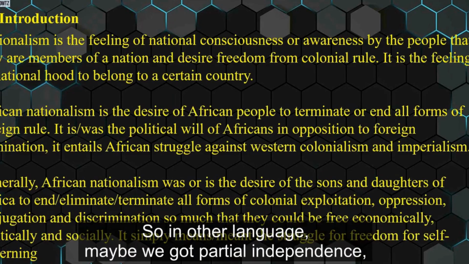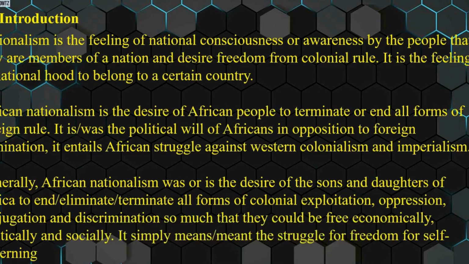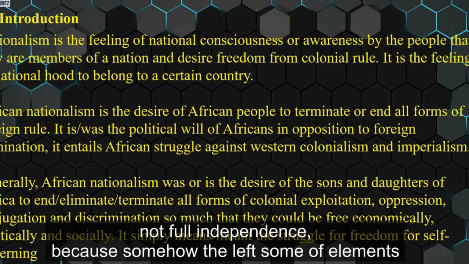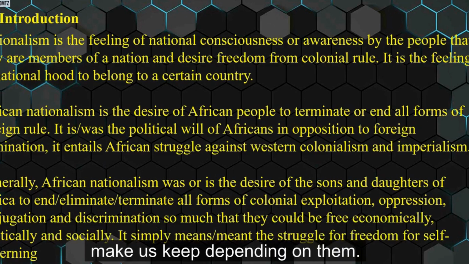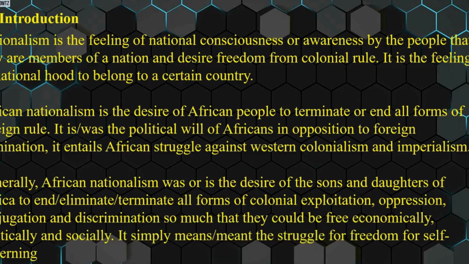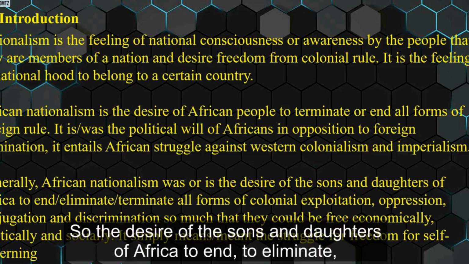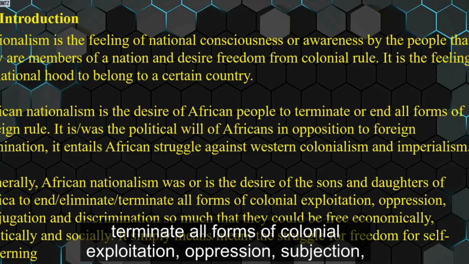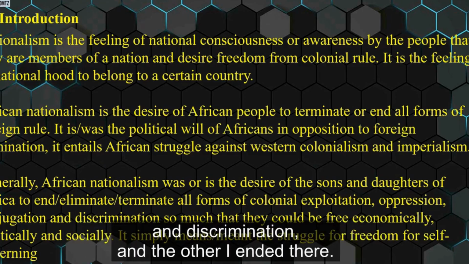In other words, maybe we got partial independence, not full independence, because they left some elements that make us keep depending on them. So in that way, we are saying that currently we are still struggling for independence. So it is the desire of the sons and daughters of Africa to end, eliminate and terminate all forms of colonial exploitation, oppression, subjection and discrimination.